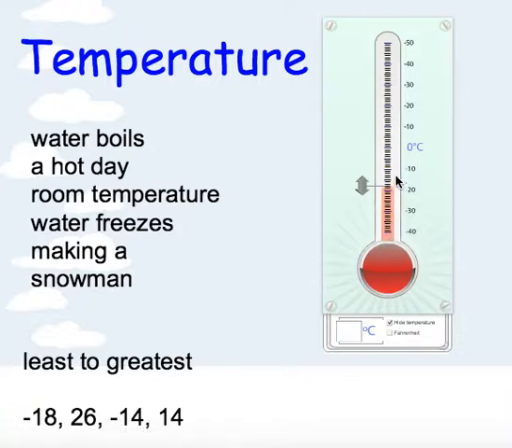And what we have here is your standard thermometer. And in Canada, we like to work with Celsius. Sometimes you hear Fahrenheit, okay, but Celsius is what we like to work with. I just have some examples here.